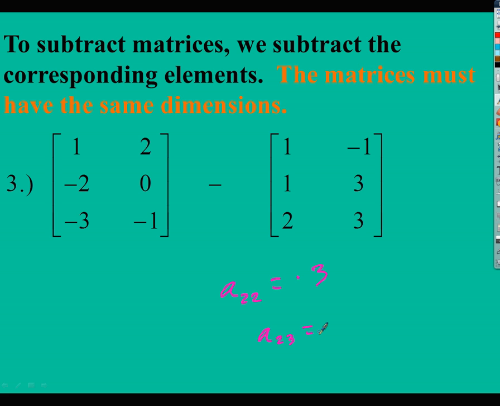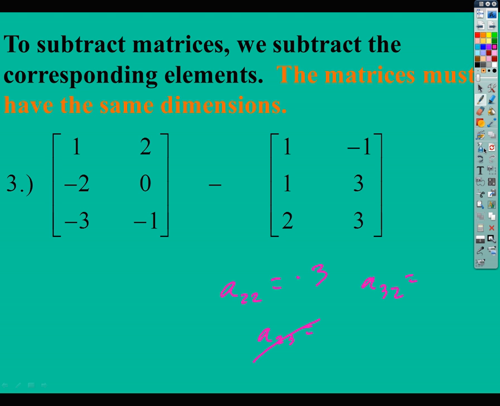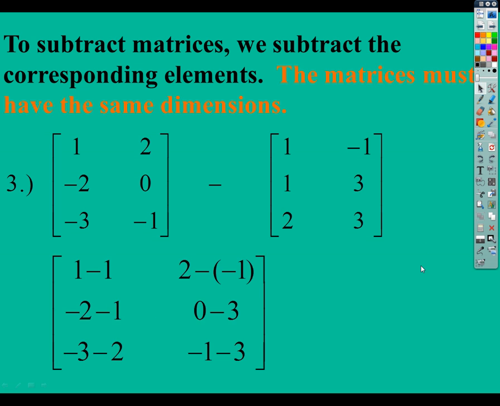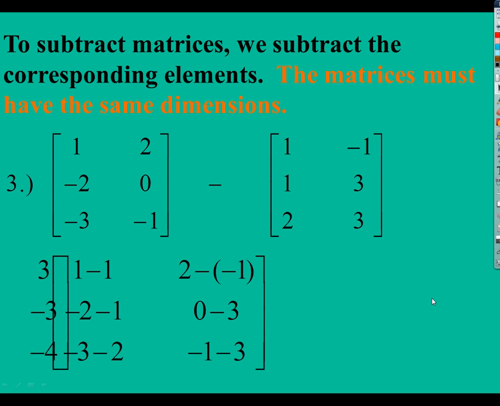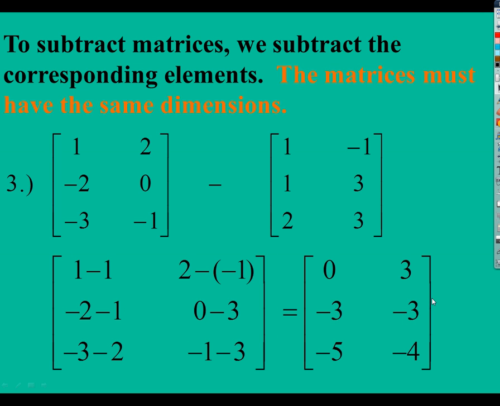Row 2. Oh, I'm sorry. You're right. Nothing. That's not going to work. Forget that one. How about this? 3, 2. -1 minus 3, which is what? -4. Good. Okay, so that's what we get, right? Just subtract corresponding parts. Easy. Very simple.